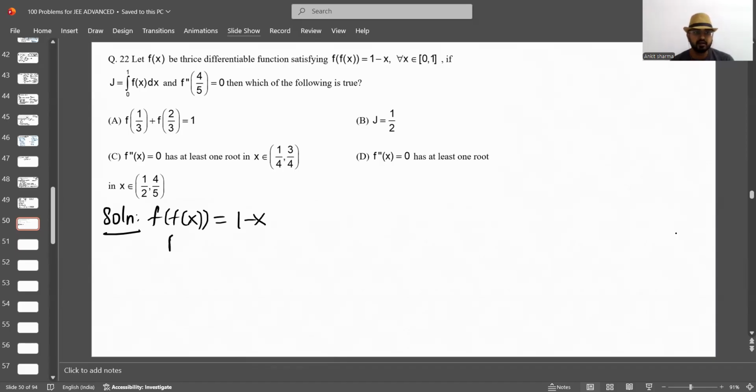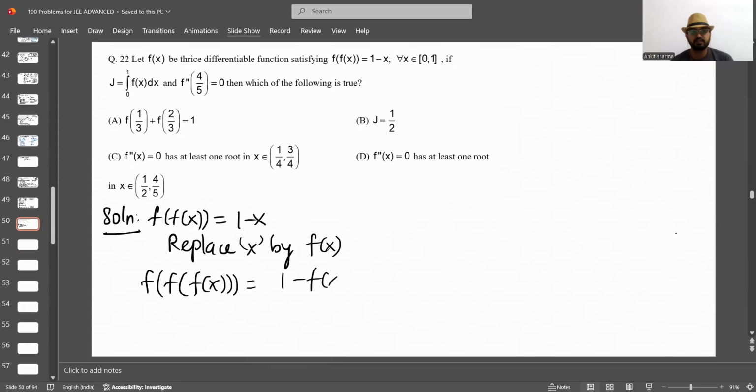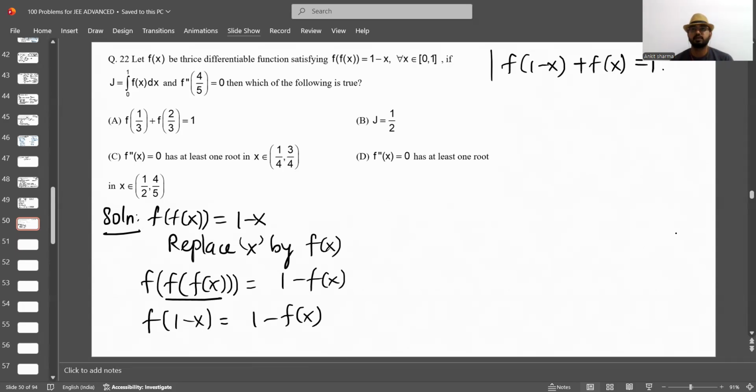That means if I replace x by f of x, I'm going to have f of f of x equal to 1 minus f of x. Now f of x is nothing but 1 minus x, so 1 minus f of x. That means I'm going to have f of 1 minus x plus f of x is equal to 1. So this part I save directly.